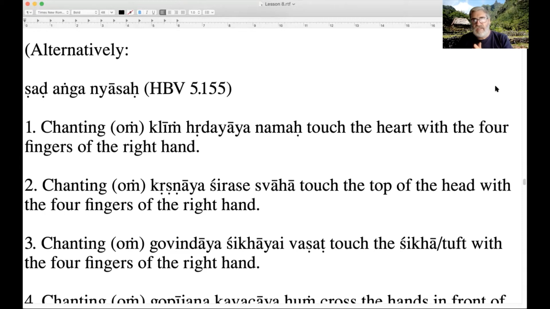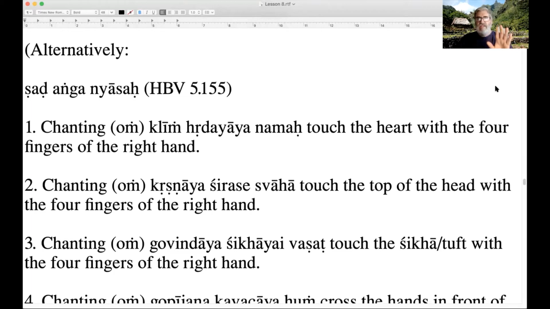What are the 5 sections again? The 5 sections are Klim Krishnaya, Govindaya, Gopijana, Vallabhaya, and Swaha. But now we're going to do the same sort of thing in an alternative way, dividing it up into 6. As I said, normally people choose to divide it up into 6, but if you want to do it according to 5, it's also mentioned in Hari Bhakti Vilas. It's first mentioned in Hari Bhakti Vilas to divide it into 5. Then it says you can also alternatively divide it into 6.